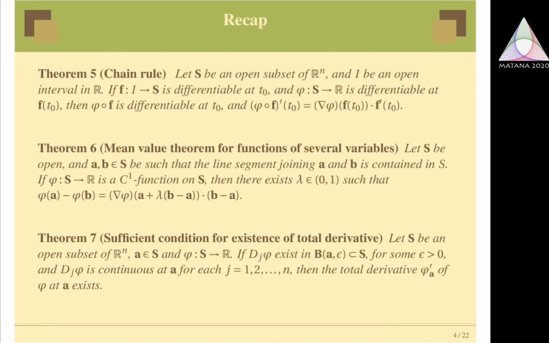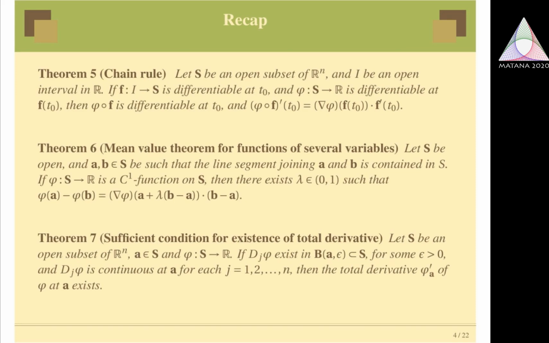The mean value theorem for functions of several variables says that if phi is a continuously differentiable function on an open subset S of R^n, and a and b are members of S such that the line segment joining a and b is contained in S, then there exists lambda in the interval (0, 1) such that phi(b) - phi(a) is equal to the gradient of phi at a + lambda(b - a) dot (b - a). Here we may observe that a + lambda(b - a) is a point on the line segment joining a and b.